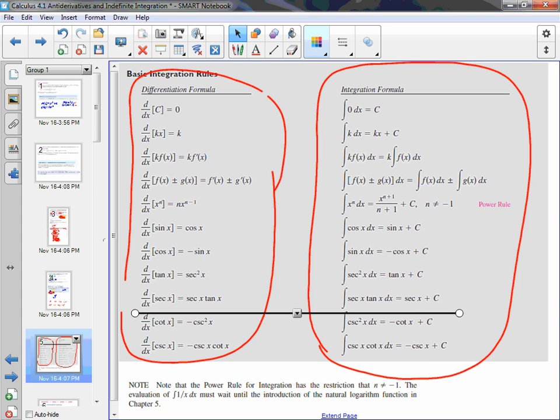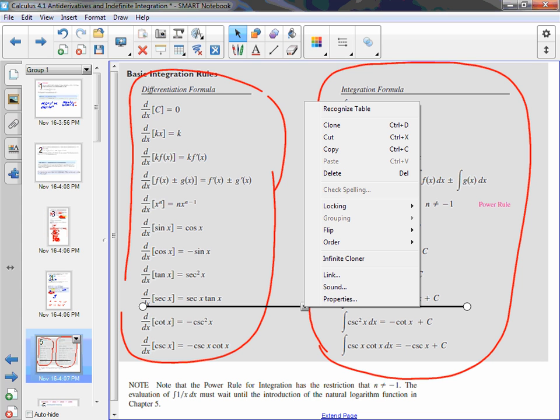Ooh, look at that one right there. Isn't that cool? The derivative of secant x is secant x tangent x. We actually know what the antiderivative of secant x tangent x dx is. It's the secant of x plus c. Yes, they are.